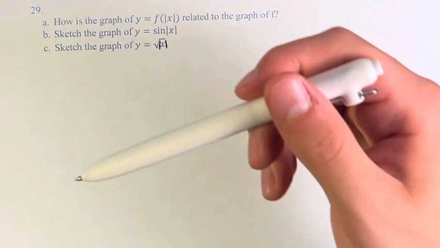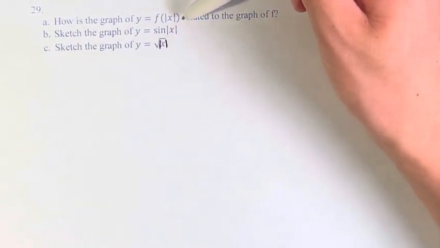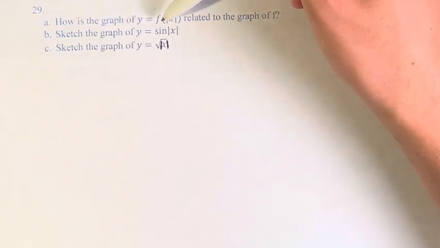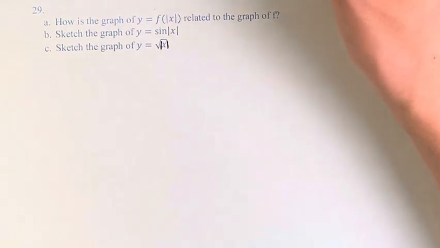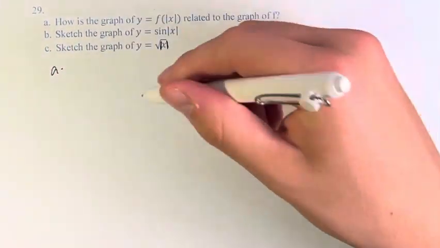In this problem, we're asked some questions about the function of the absolute value of x. So in part A, we're asked how is the graph of y equals f of the absolute value of x related to the graph of f. I think the best way to do this is to visualize it, right?